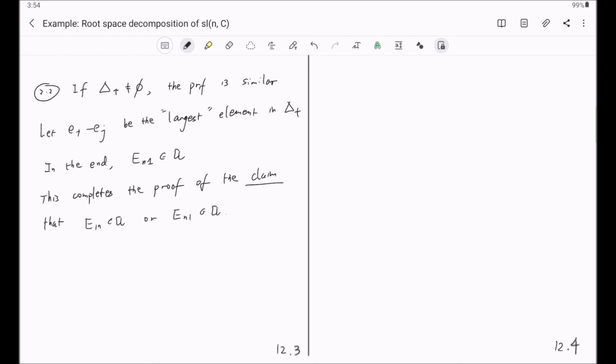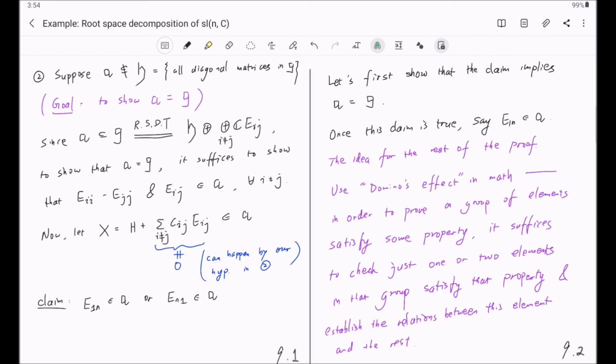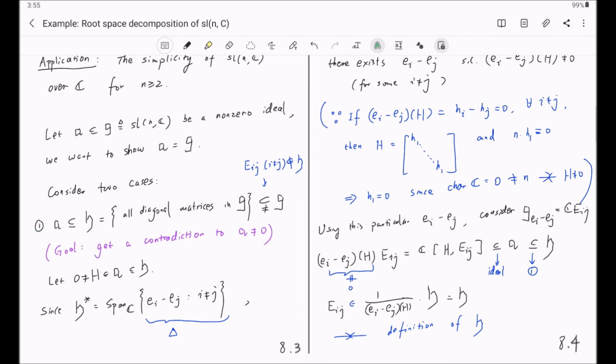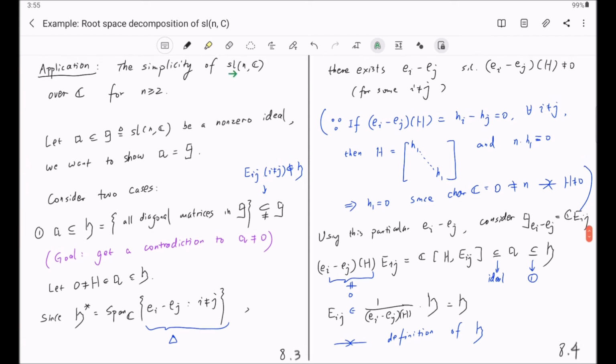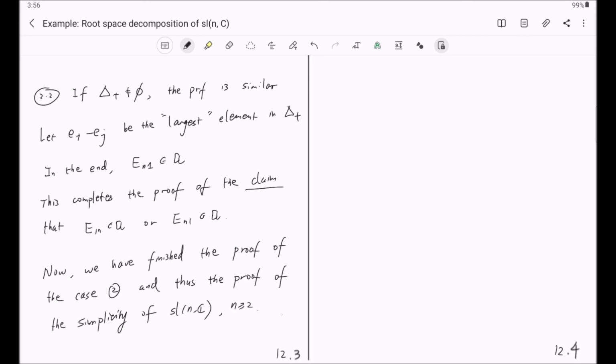And remember, once this claim is verified, we are done. By the reasoning at the very beginning, we have already shown that this claim will imply that A is equal to G, under the case number 2. Remember, the case number 1 was already addressed at the beginning. So this finally finishes the proof that SL_n(C) is simple over C for n greater or equal to 2. So we are done.